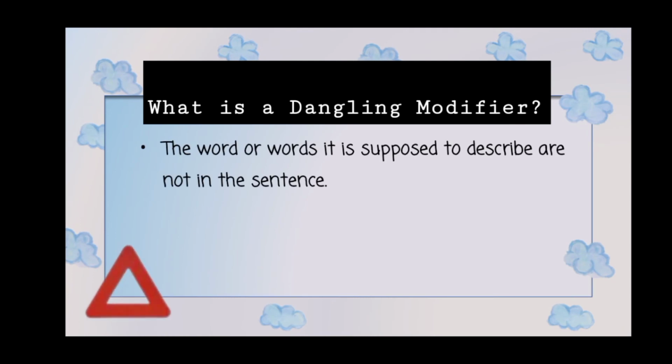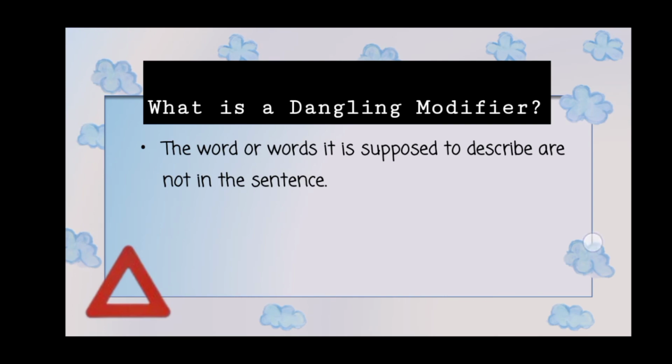For the next topic, we have a dangling modifier. It is when the word or words it is supposed to describe are not in the sentence. Truthfully, we occasionally make this mistake. So for the misplaced modifier, the modifier is too far away from the thing it's supposed to modify, while in a dangling modifier the intended subject is missing from the sentence.